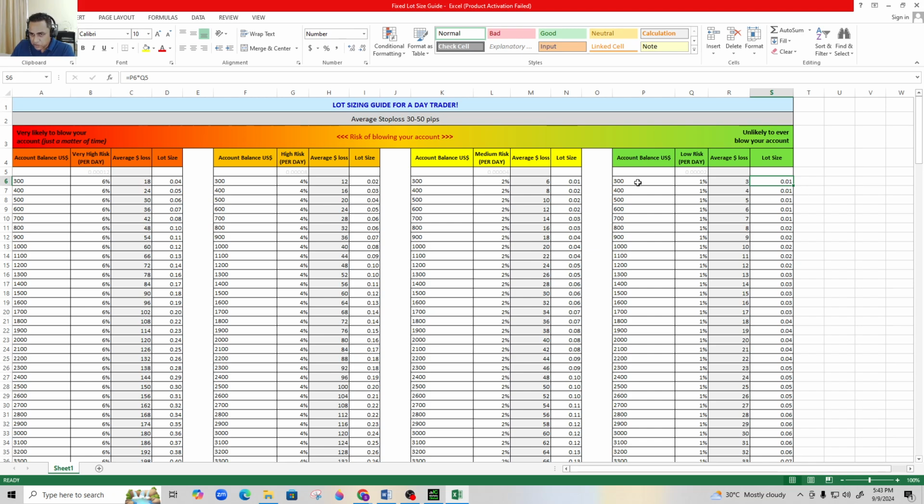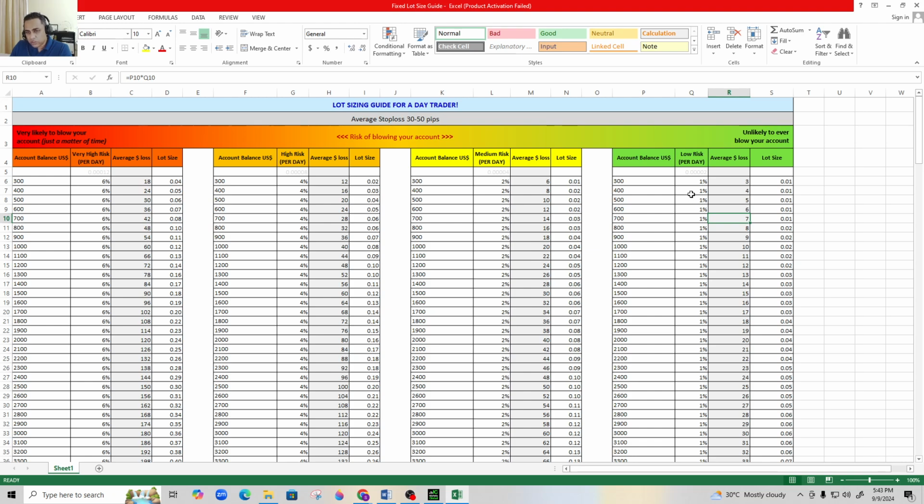You follow this formula of this green, which is roughly about 1% of your account. It's very unlikely to blow your account, and this is your risk per day, not per trade, per day. Okay, per day, ideally per day. Now if you're taking another trade for the day, let's say you take one loss and you want to take another trade, still stick to this lot size, right? Don't change it. This lot size is good, right?